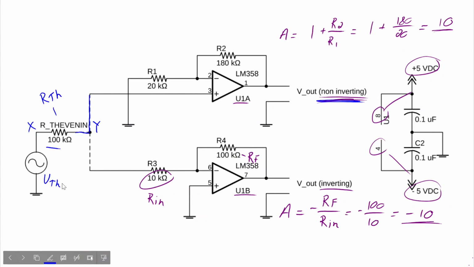As an example, if we let the Thevenin voltage be 100 millivolts, we would expect there to be 100 millivolts at the input of the op-amp, and because it has a gain of 10, we would expect to see 1 volt on the output. Again, that's the ideal case. The LM358 is not ideal, but as we'll see in the lab, it comes pretty close, and this is almost exactly what we're going to see.